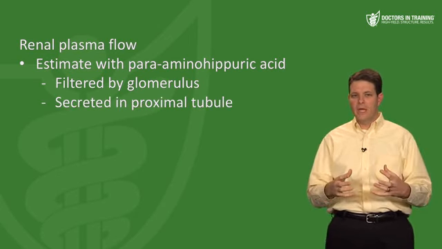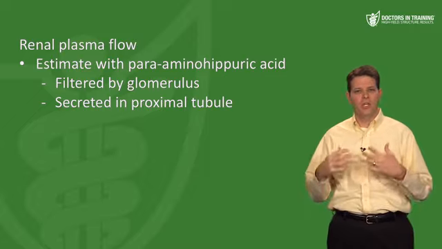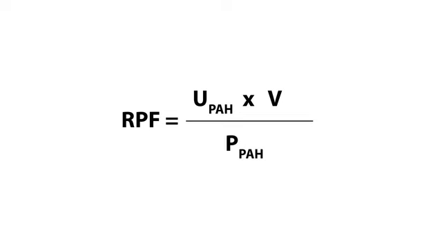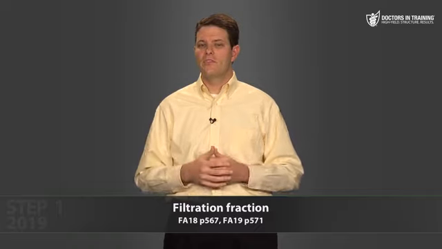So all the PAH that makes it to the kidney is going to end up in the urine and be excreted. So the renal plasma flow rate is the clearance of PAH, or the U of PAH times V, divided by the P of PAH. Now let's talk about filtration.